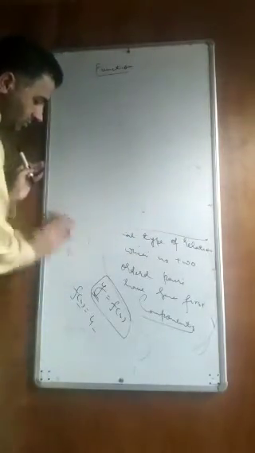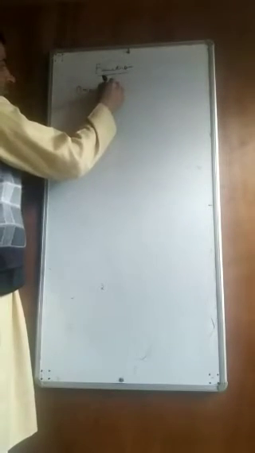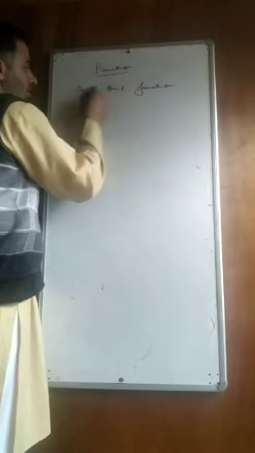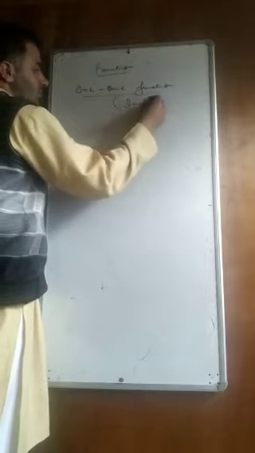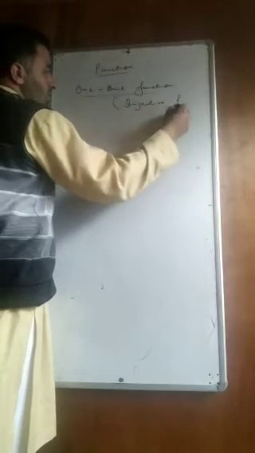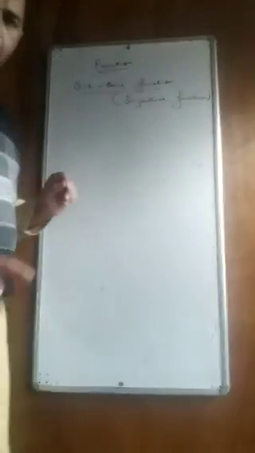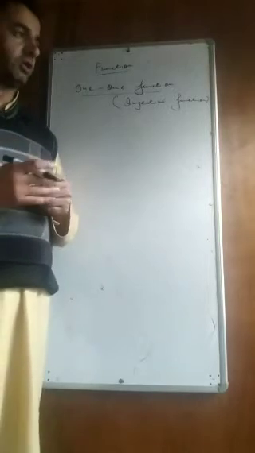फर्स्ट वन इज when we call a function as one function. First function, this is called one function, or you can call as injective function. It is also called injective function. A function f from A to B is said to be injective function.